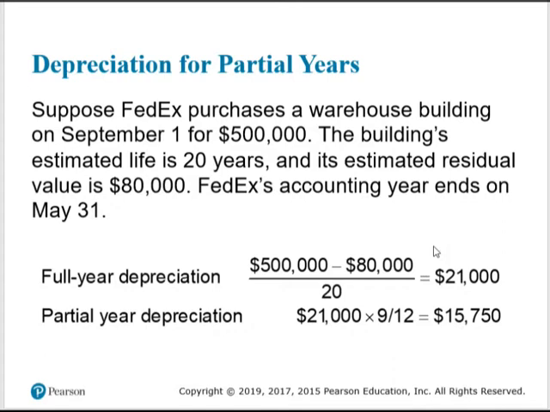Using straight line depreciation, you simply calculate for the year and then divide that amount by 12. Multiply it by the number of months. So in this case, they just multiply by 9/12 to get an amount of $15,750. This is the yearly, and this is the partial.